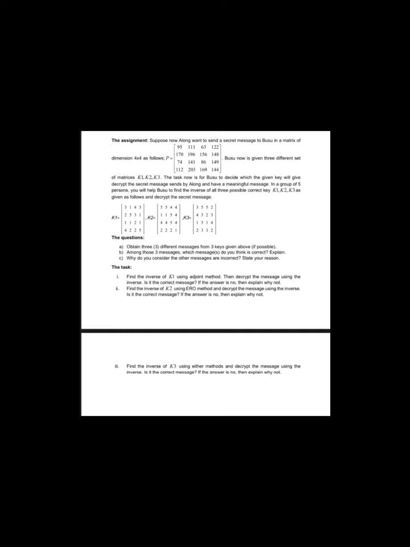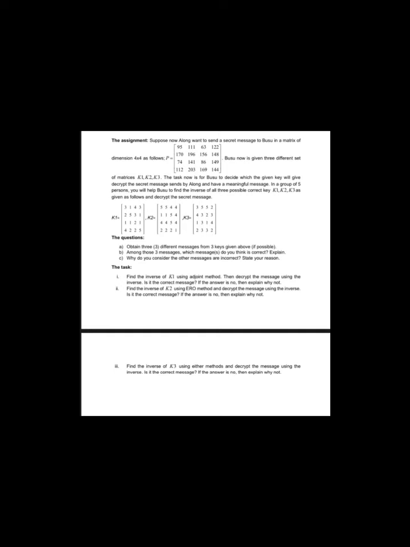In a group of 5 persons, you will help Busu to find the inverse of all 3 possible correct keys, K1, K2, K3 as given as follows, and decrypt the secret message. And the questions are: A. Obtain 3 different messages from 3 keys given above if possible. Next, B. Among those 3 messages, which message do you think is correct? Explain. C. Why do you consider the other messages are incorrect?